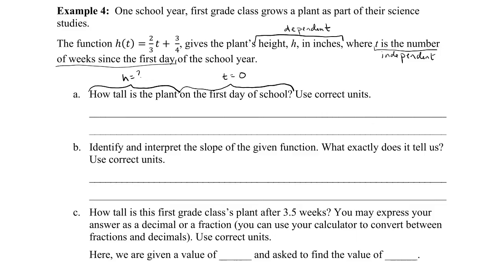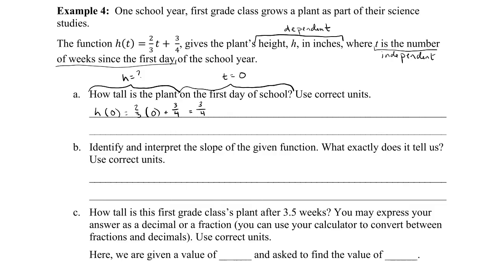One, we can plug in t equals 0 and find the value of h. So when t equals 0, we'll take h of 0 is 2/3 times 0 plus 3/4 equals 0 plus 3/4, which is just 3/4. So that's one way to do this.